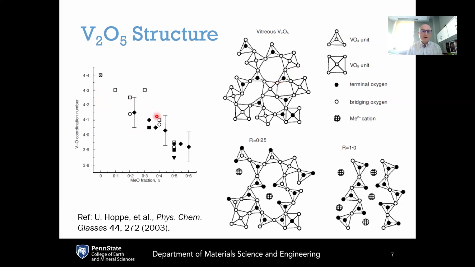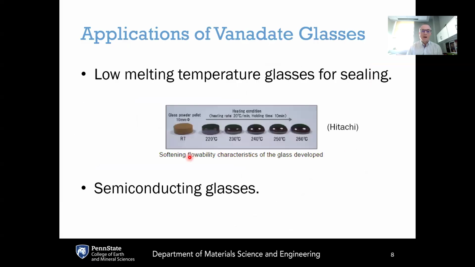But as modifiers are added, non-bridging oxygens start to form. Those non-bridging oxygens are forming on the VO4 units, and we're also losing the concentration of VO5 units as those non-bridging oxygens form on the VO4 units. And so the average coordination number between the vanadium and the oxygen is decreasing as modifier oxides are added.